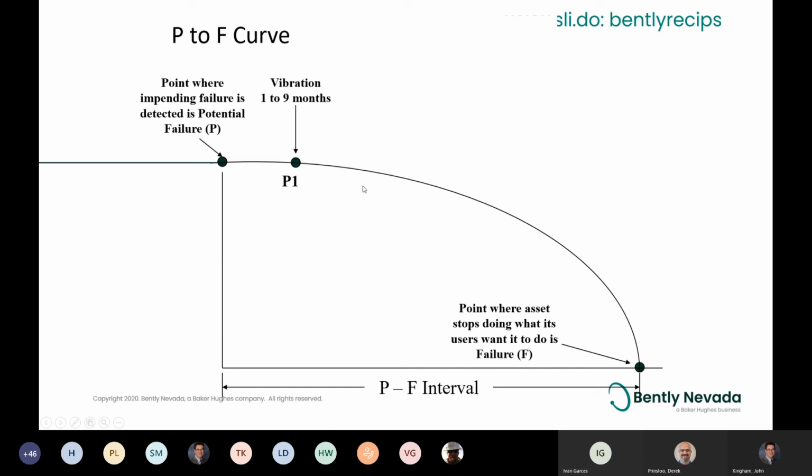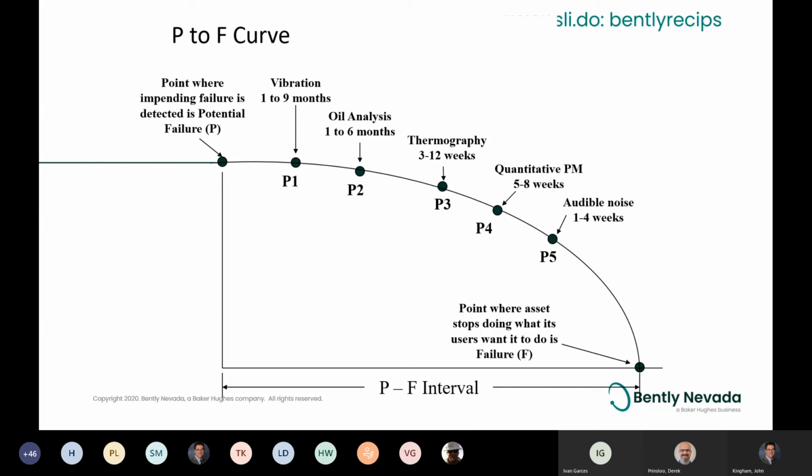Vibration, though, is typically going to be the fastest way of finding a problem. Oil analysis, also a good tool, usually gives you 1 to 6 months advance notice. Thermography, 3 to 12 weeks. And then if you're doing a quantitative preventive maintenance task where you're measuring something, that might give you 5 to 8 weeks. Audible noise, 1 to 4 weeks.